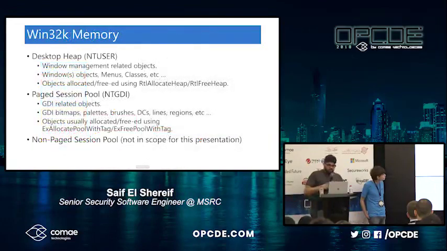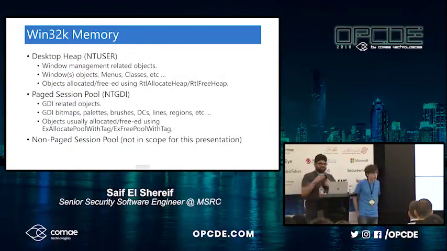So now we move on to talk about kernel memory. There are three types of memory in the kernel. There's the desktop heap, which contains the NT user stuff. This usually contains window management related objects, like windows, menus, classes, and such. Usually objects are allocated and freed to that specific heap using RtlAllocateHeap or RtlFreeHeap.